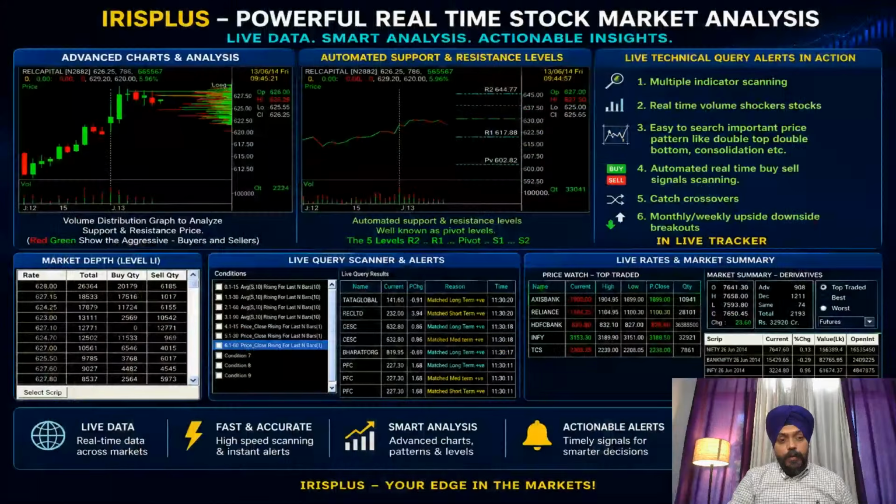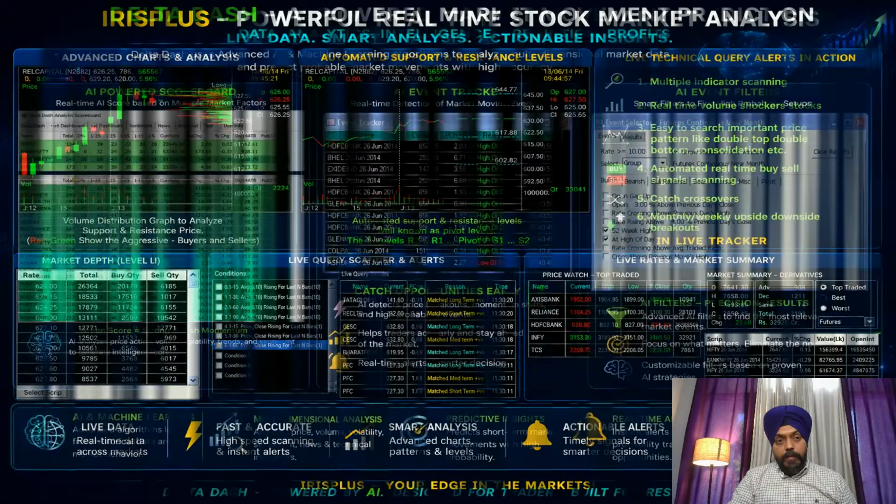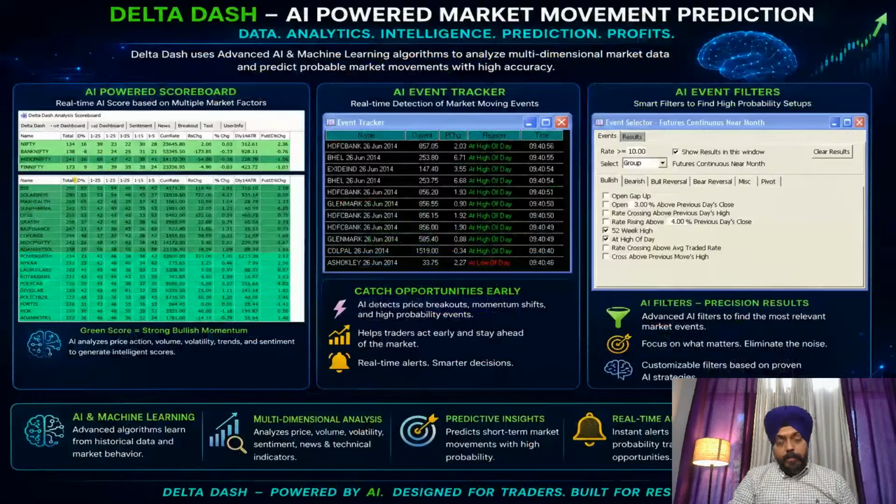So before we start, let me tell you, there are two flagship products. One is Iris Plus, the other one is Delta Dash. These two products use real-time market analysis to generate resistance and support breakouts so that you can arrive at your investment decision.